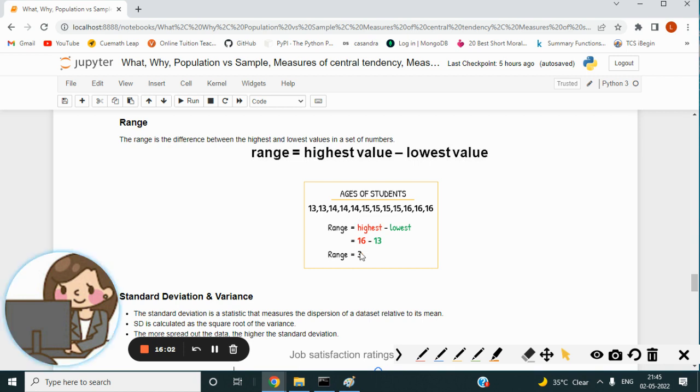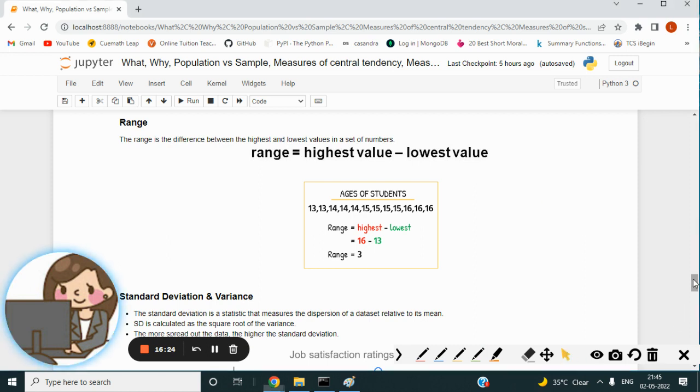So this 3 indicates the spread, how much the values are spread. If you have something like 14 to 16, this is the range within which the entire values are coming. Okay, now coming to standard deviation.